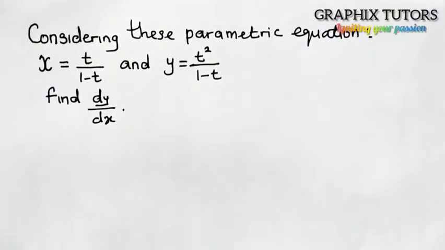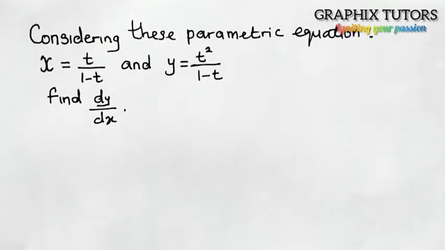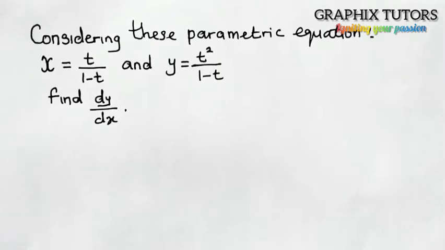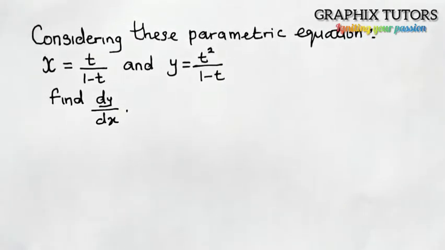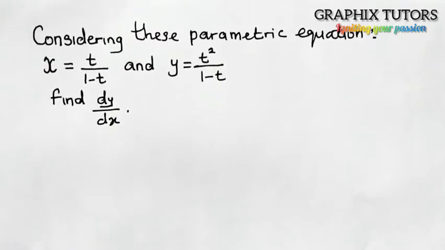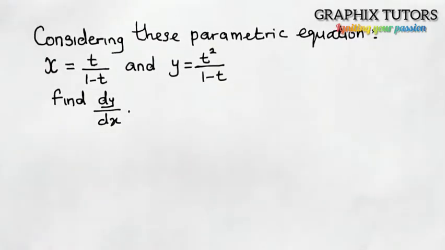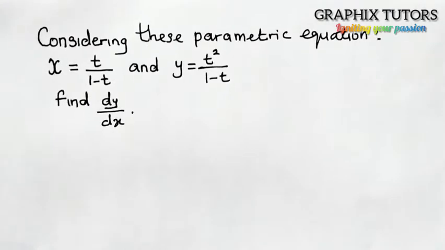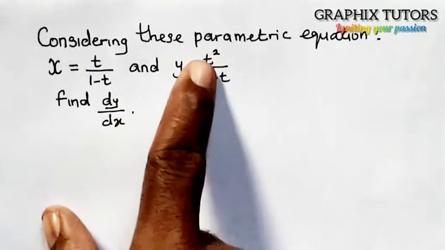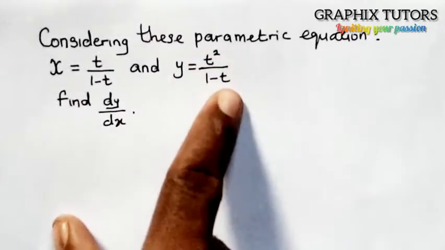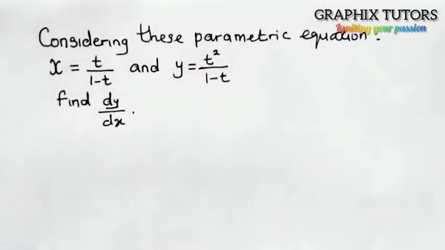Today we want to look at another example on calculus, but this time we're treating differentiation, under which we're talking about parametric equations. Now we are given two different equations, which are represented by two different variables. We have x equals t over 1 minus t, and y equals t squared over 1 minus t. Now we are going to solve them.